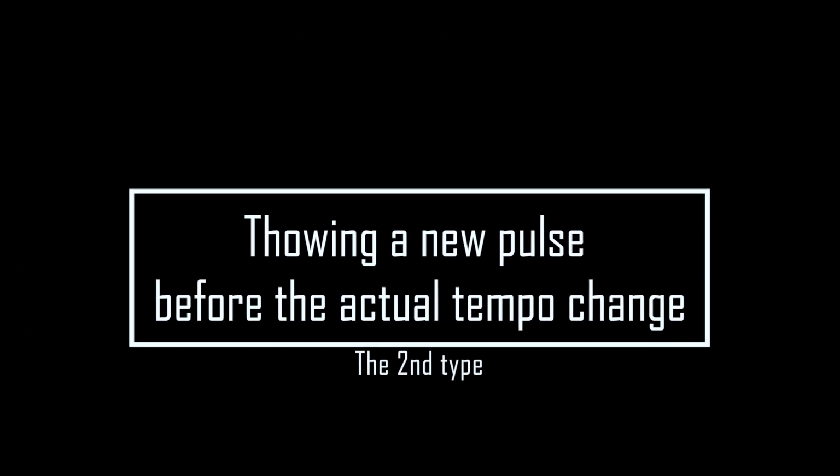So, the second type of transitions with tempo changes is what I call throwing a new pulse before the actual tempo change. This might be my favorite one, actually, because it happens 3 times in this track. Remember how we prepared the listener with risers and stuff? So, we're basically doing the same thing, but instead of giving a hint, we grab their faces screaming, "This is our new tempo, do you understand?"